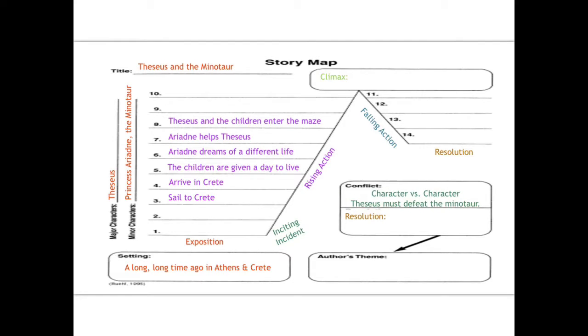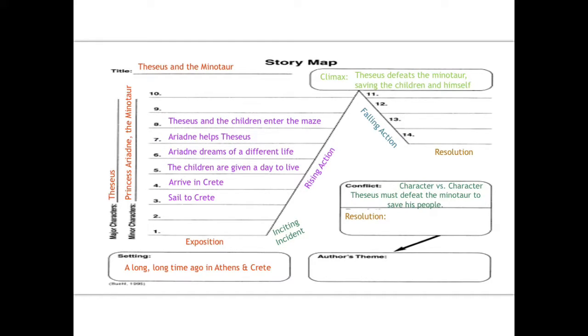Pieces of rising action that we see is that they sail to Crete. Then they arrive in Crete. The children are given a day. Ariadne dreams of a different life. She decides to help Theseus, and Theseus and the children enter the maze.